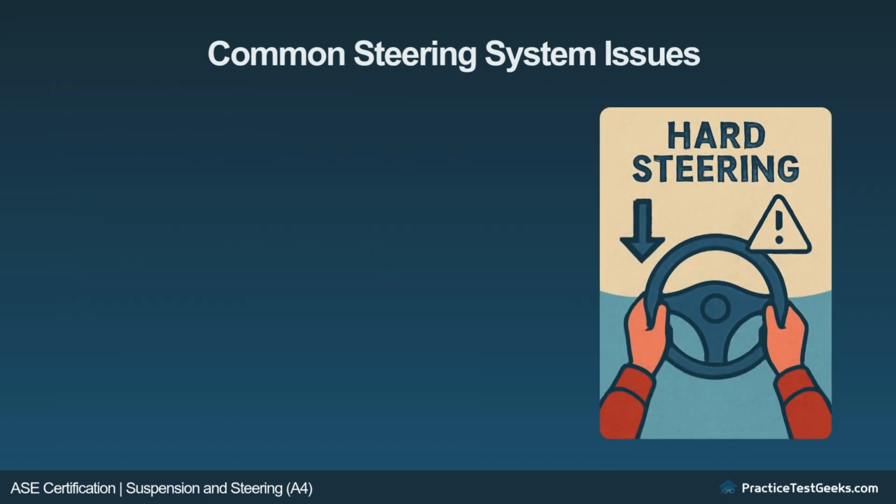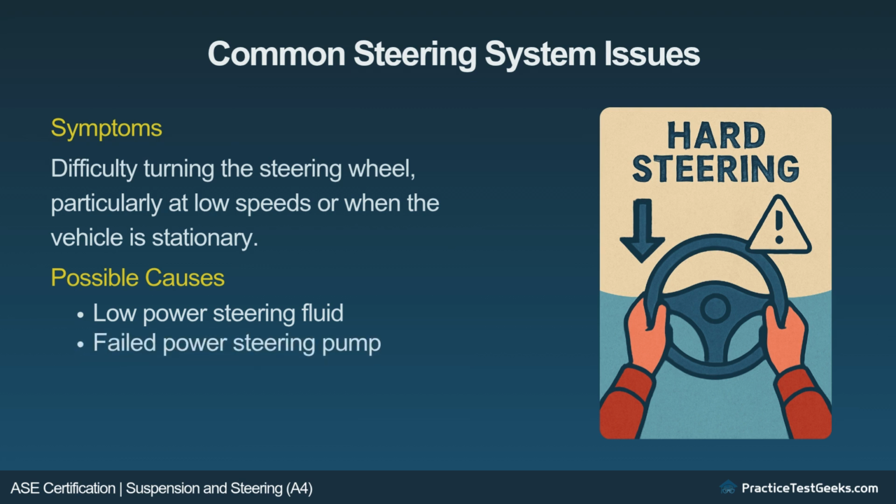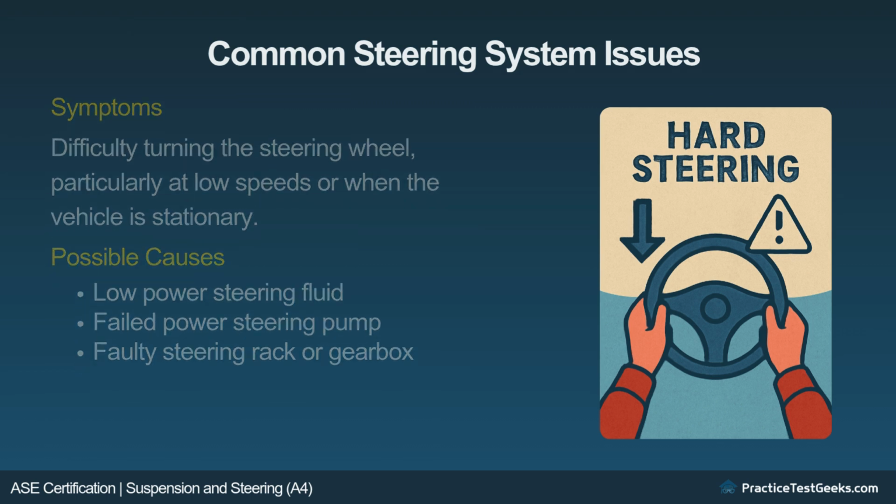Hard steering. Symptoms. Difficulty turning the steering wheel, particularly at low speeds or when the vehicle is stationary. Possible causes. Low power steering fluid. Low fluid levels can cause the steering to become hard or difficult to turn. Failed power steering pump. If the pump fails, there will be no hydraulic assist to make steering easier. Faulty steering rack or gearbox. A worn-out or faulty steering rack or gearbox can make the steering difficult.